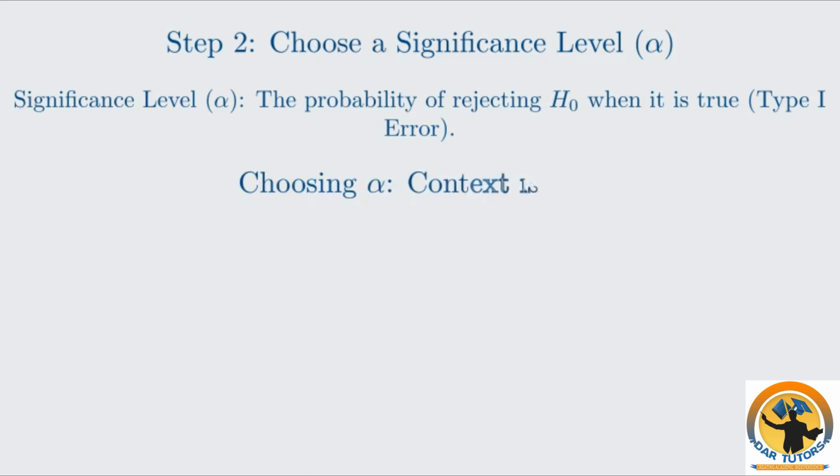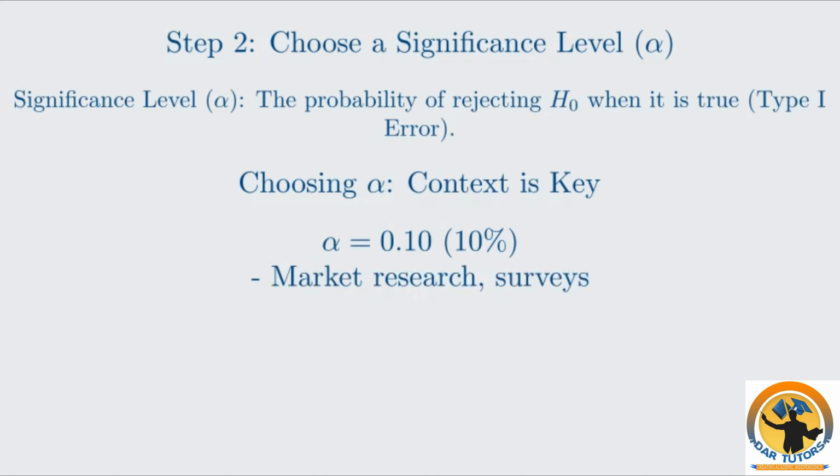There is no single correct significance level. The choice of alpha depends entirely on the context of your problem. You must justify your choice. Let's look at a few examples. For a simple survey or a market research study where the stakes are relatively low, a significance level of 0.1 or 10% might be acceptable. This is a more lenient test, allowing for a higher risk of error.